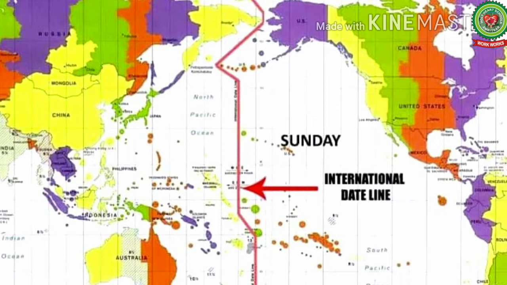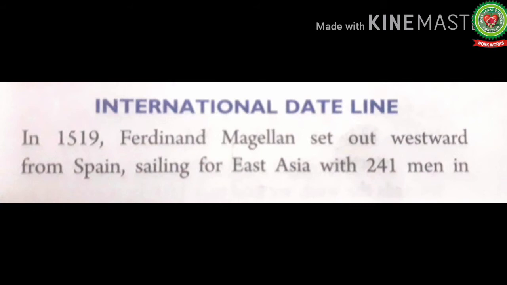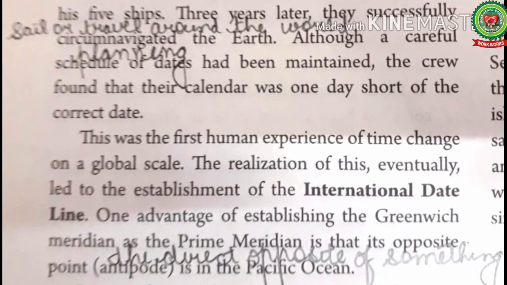So now students, let's start with our reading of the topic today. International dateline. In 1519, Ferdinand Magellan set out westward from Spain, sailing to East Asia with 241 men in his 5 ships. 3 years later, they successfully circumnavigated, means sail or travel around the world, the earth. Although a careful schedule, means planning of the dates, had been maintained, the crew found that their calendar was 1 day short of the correct date.